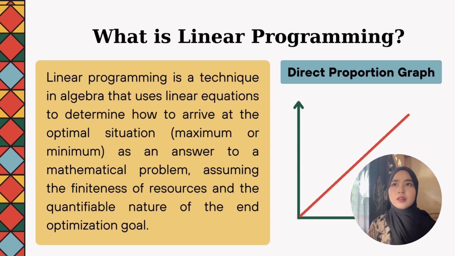So it's called linear because both the objective, like what you want to maximize or minimize, and the constraints, your limitations like budget and time, are expressed in linear equations. For example, imagine a company wants to produce two products but has limited materials and time. Linear programming can help figure out how many of each product they should make to maximize profit without exceeding their resources.